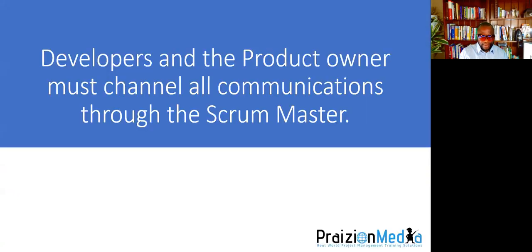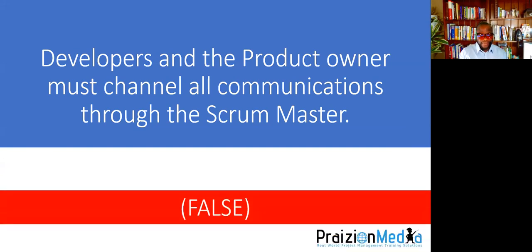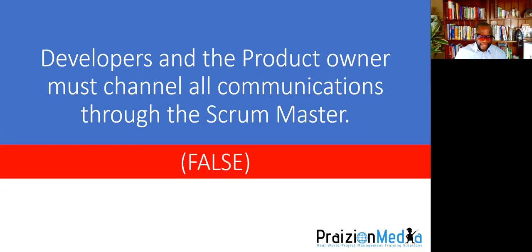Next question. Developers and the product owner must channel all communications through the Scrum Master. True or false? 3, 2, 1. The answer to that question is false. We already know from the Agile Manifesto, business people and developers work together daily, right? Throughout the project, it didn't say business people and Scrum Master work together daily. No, so as a team works with business people, of course, you're going to communicate.